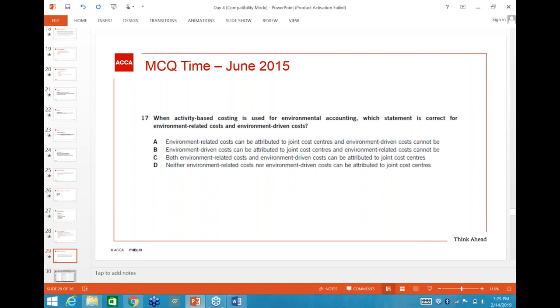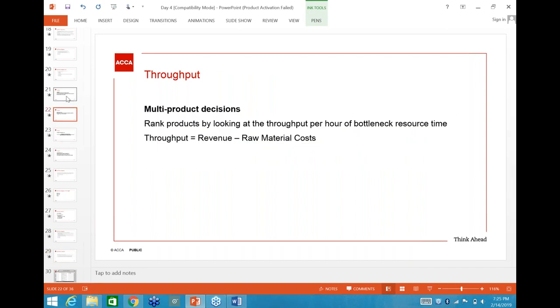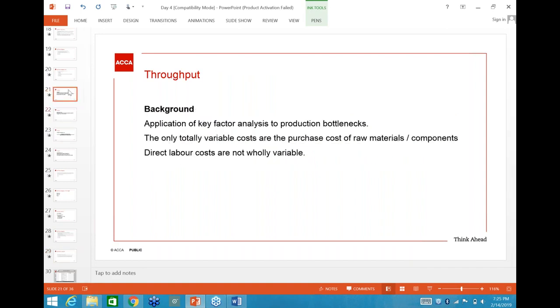So I move on to throughput accounting. Okay, right. So what's the background? Application of key factor analysis to production bottleneck. So it's actually again limiting factor analysis here, but then again with a little adjustment or difference.